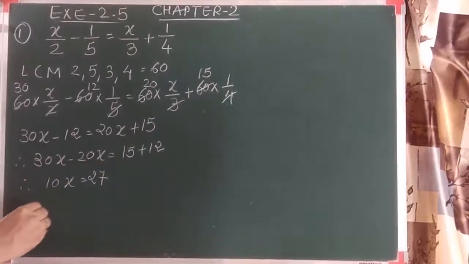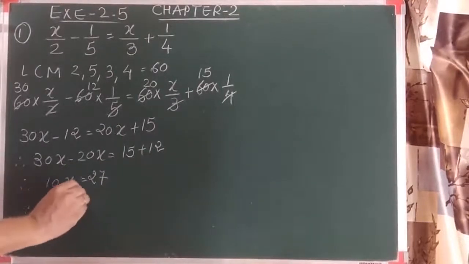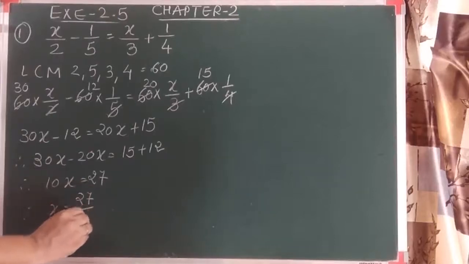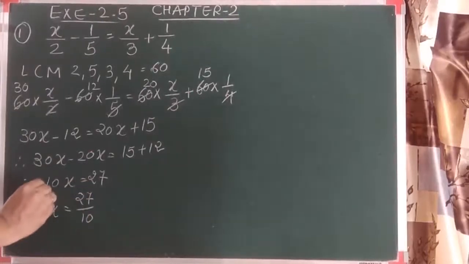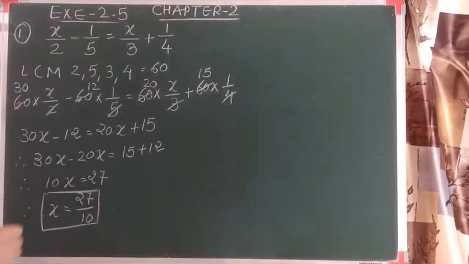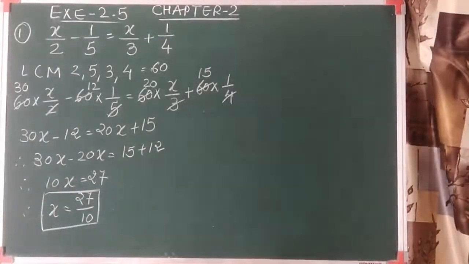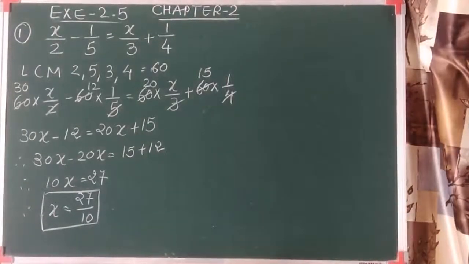To find out the value of x, we should take this 10 to the right hand side, so it comes in the denominator. As there is no possibility of cancellation, we can keep this term as the answer, or the solution of this question.